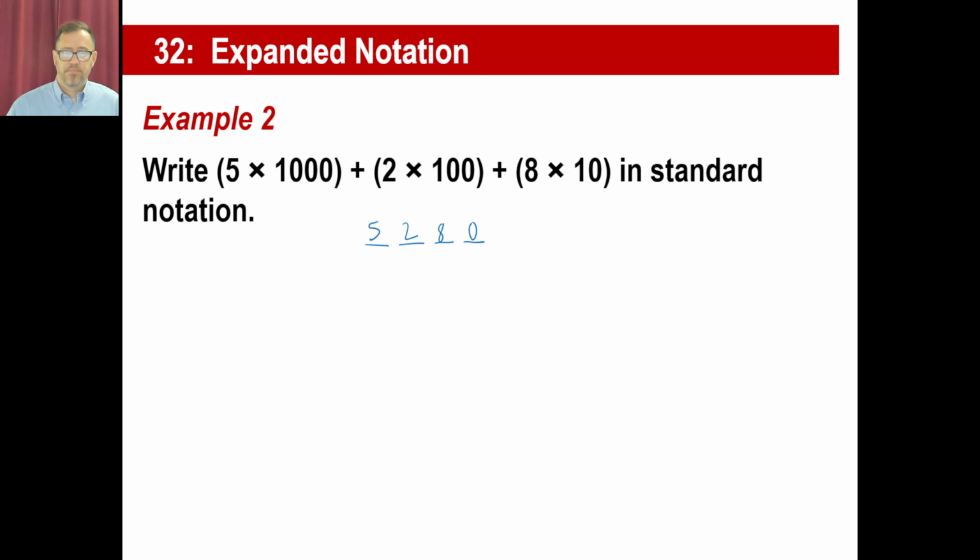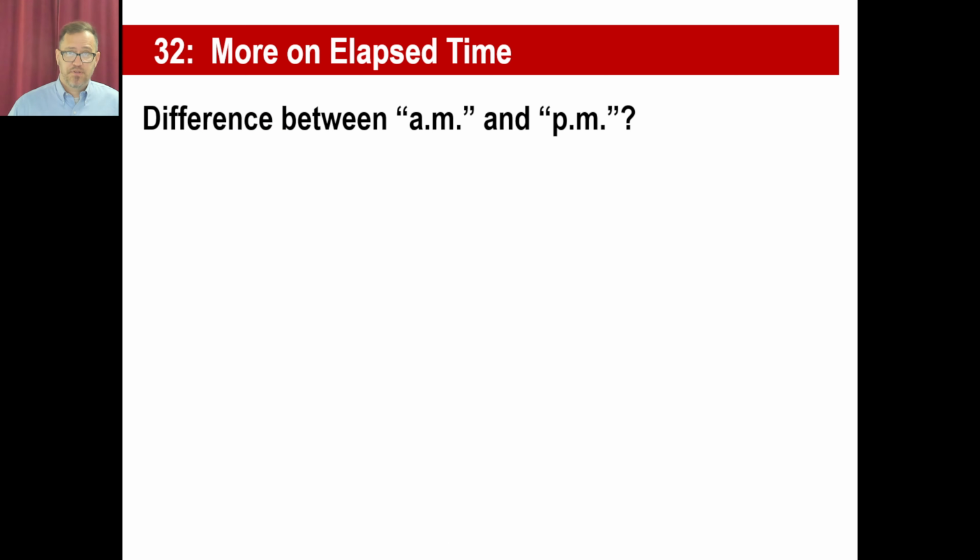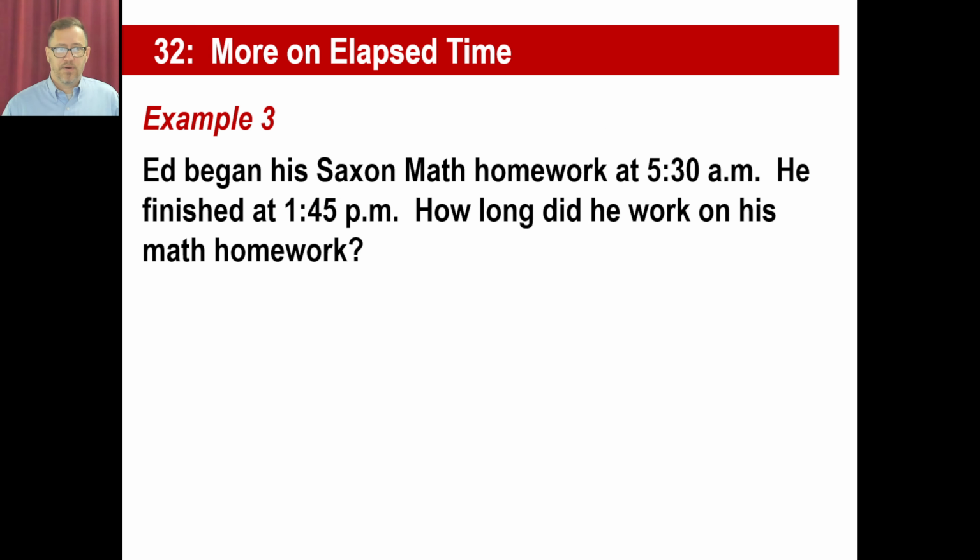Okay. All right. Elapsed time problems we're going to have. What's the difference between AM and PM? It's both Latin, by the way. AM means what? It's before noon, right? That means ante meridiem in Latin. And PM is post meridiem. Post is after, ante is before. So AM, of course, is up until noon, and then PM is afternoon. That's why they call it afternoon. All right? So let's do one.